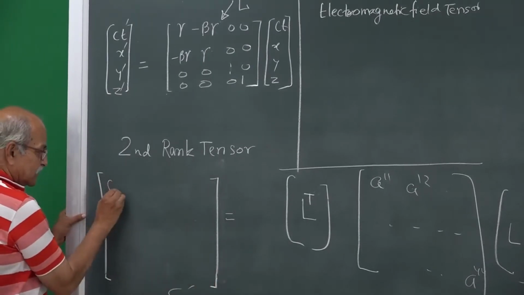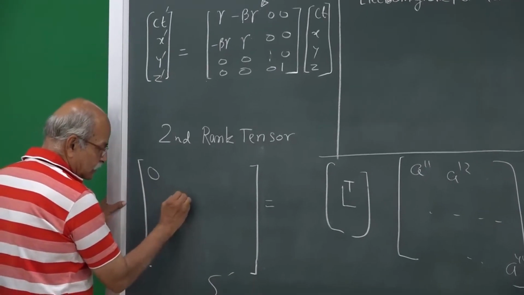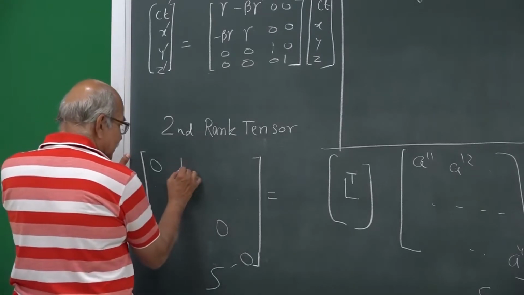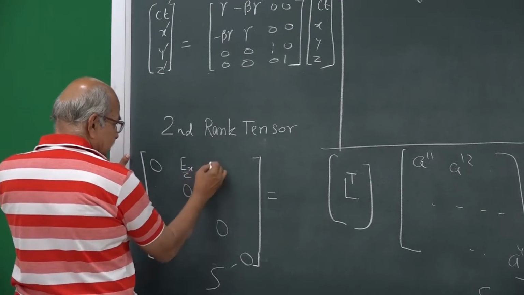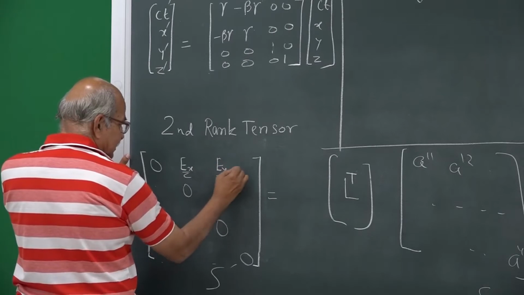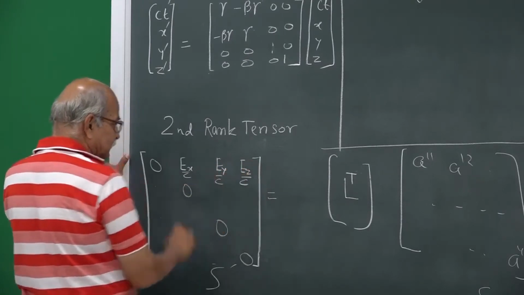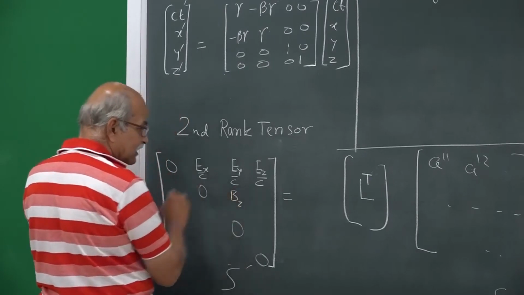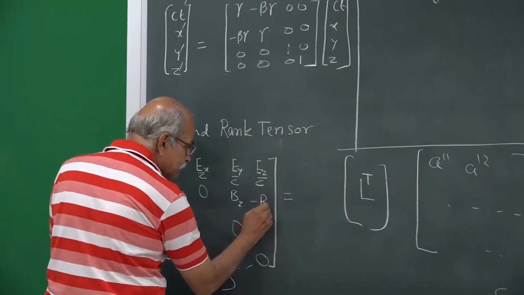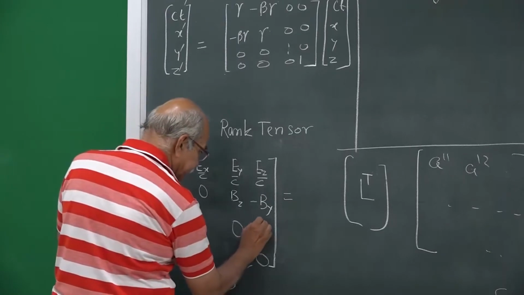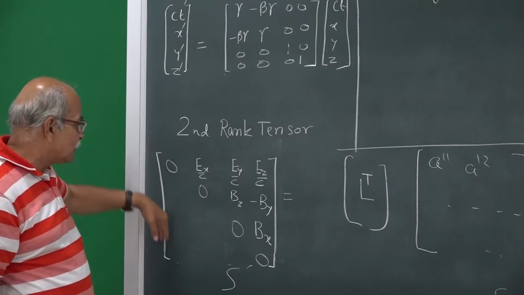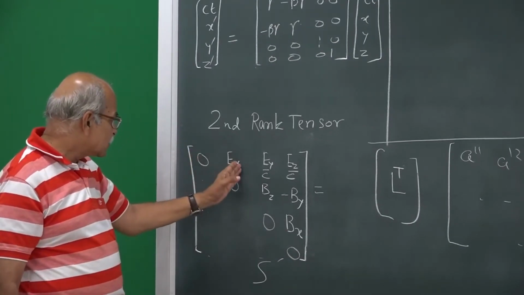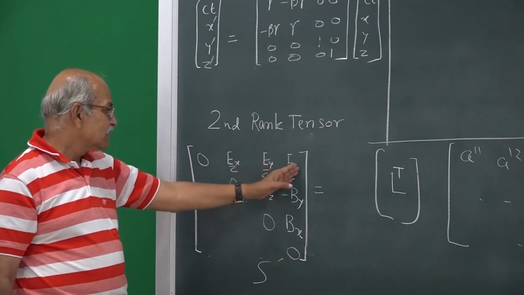All the diagonal elements of this are 0. So, 0 here, then 0 here, then 0 here and 0 here. And then you write Ex by c here. This component is Ex divided by c. This component is Ey divided by c. This component is Ez divided by c. So, the first row is complete. In the second row, you have Bz here, the z component of the magnetic field, and you have minus By here. In the third row you have Bx here. So, I have written half of this 4 by 4 matrix including the diagonal. These are your diagonal elements, and the first row is 0, the x component of electric field by c, the y component of electric field by c, the z component of electric field by c.